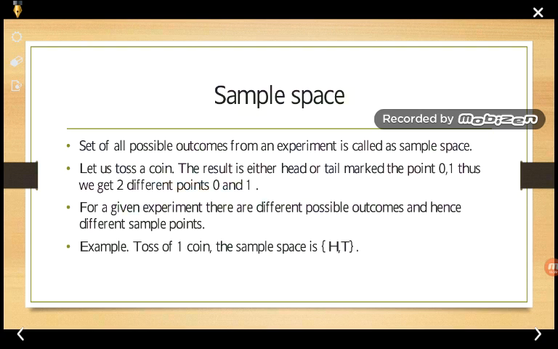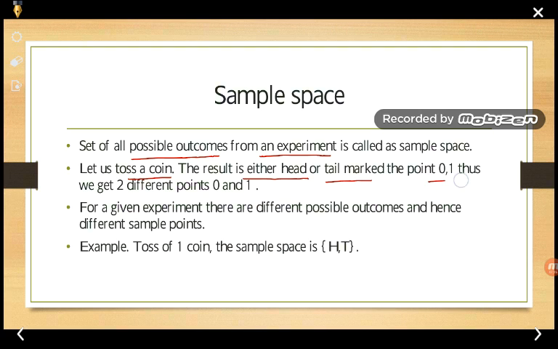Next is the sample space. A set of all possible outcomes from an experiment is called the sample space. So all possible outcomes, however many outcomes there can be. If you toss a coin, head and tail are both possible, so the sample space is head and tail. This is all possible outcomes from an experiment, and it is called the sample space. So if we toss a coin, the result is either a head or a tail.